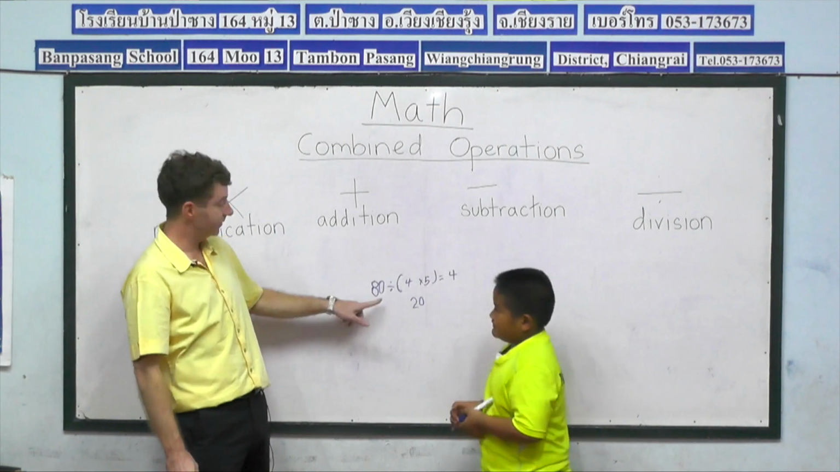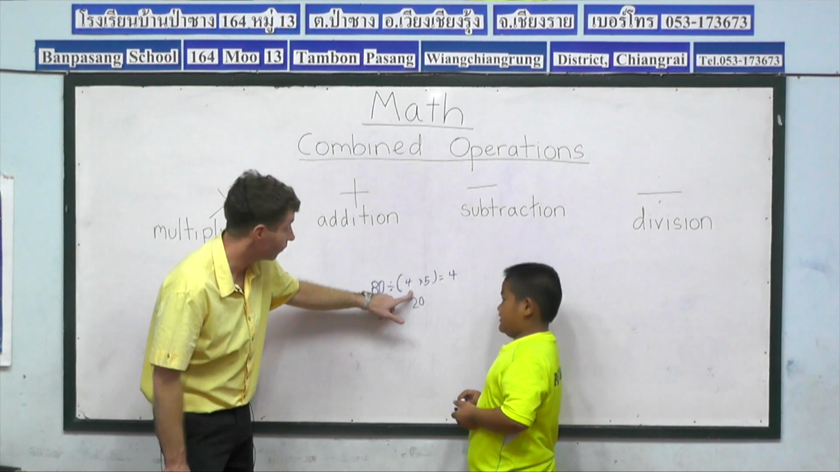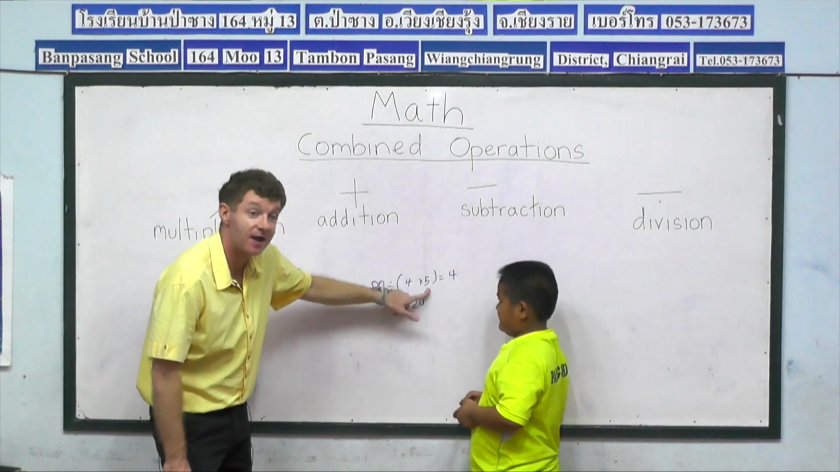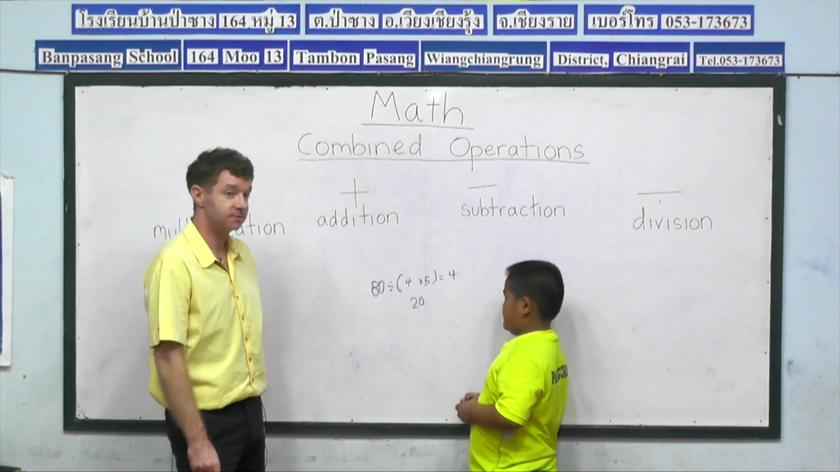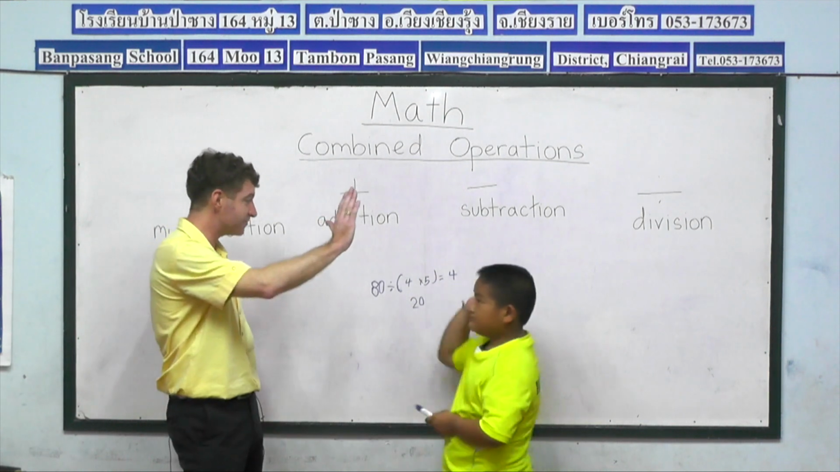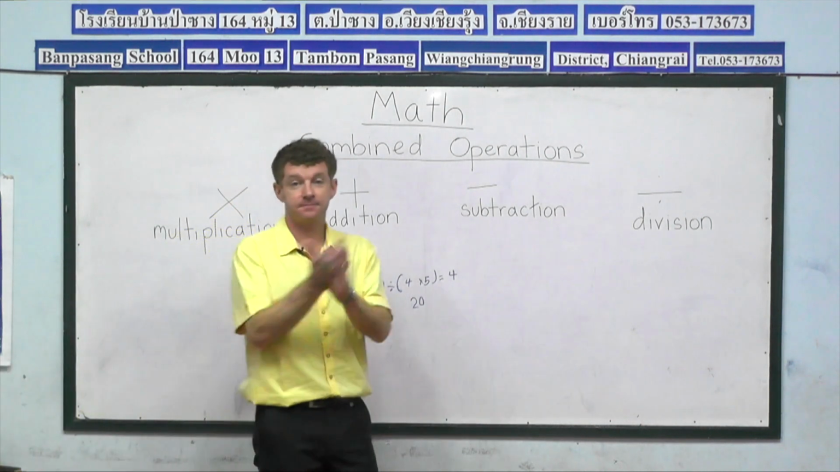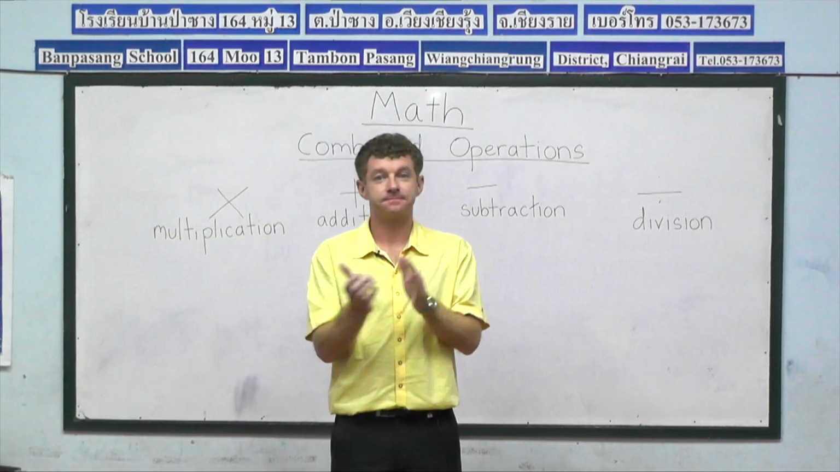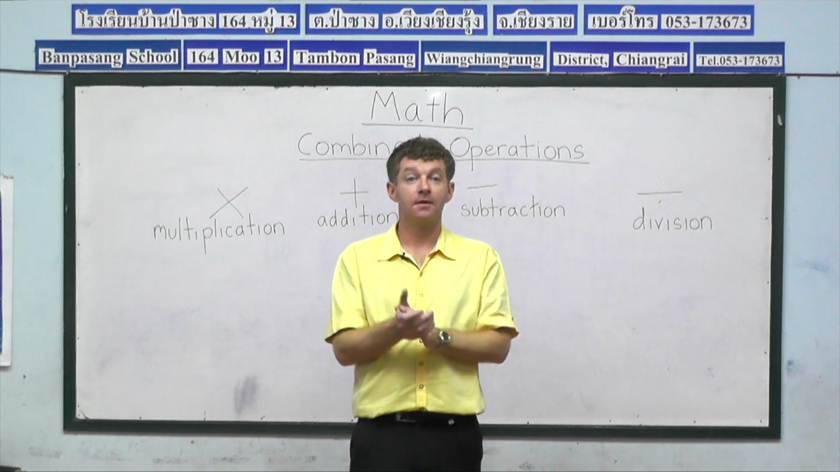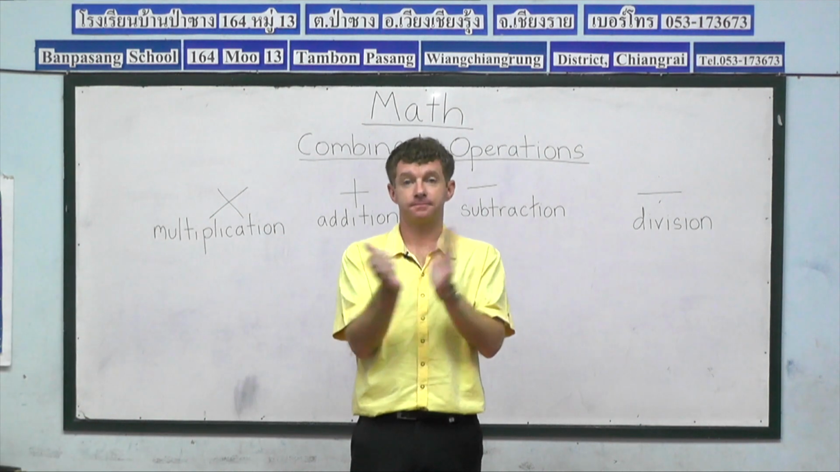80 divided by 4 times 5 equals 4. Net, that was excellent. Big high five and a big round of applause for Net too. And a round of applause for everyone, guys. That was a great job. Well done.